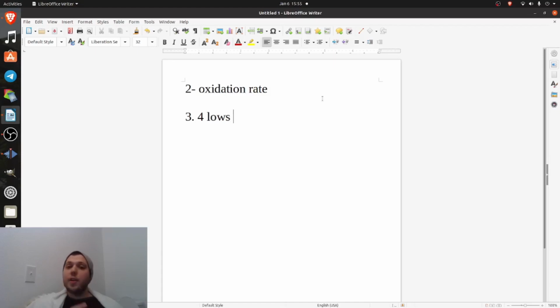And so those are the 3 most important data points. We talked about sodium potassium ratio, and then 2 and 3. I put them at 2 and 3 because, in my opinion, they're pretty close to each other in importance. So sodium to potassium ratio is definitely number 1, and then 2 and 3 are the oxidation rate, and whether the person is in 4 lows.